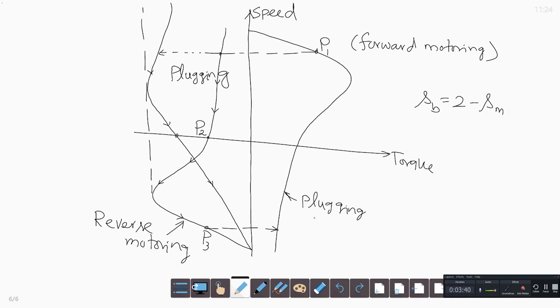For plugging operation, slip is more than 1. Inserting a high resistance in the rotor circuit restricts the current to safe values. The braking torque is also increased with that high resistance. As you can see, without any external resistance, braking torque is small, though current is large. But with high resistance, the braking torque is also increased, so the motor can be quickly brought to rest.